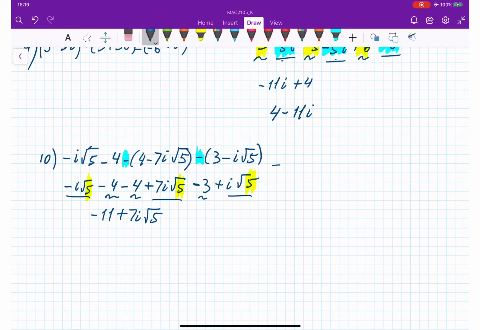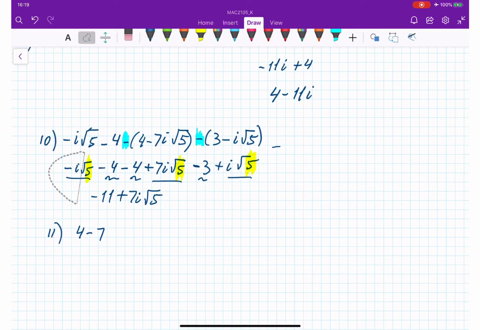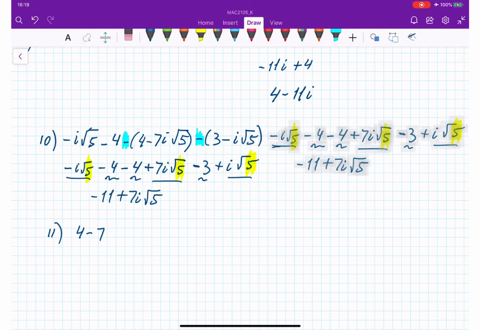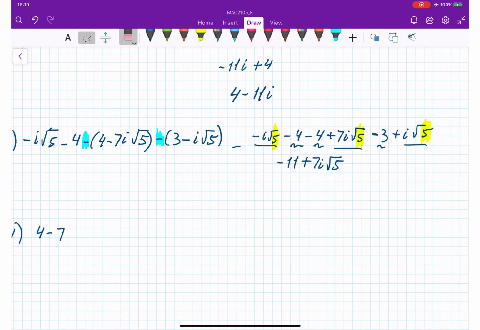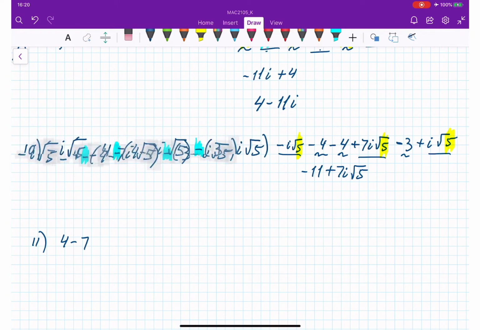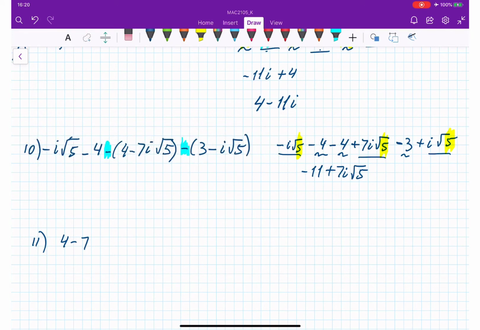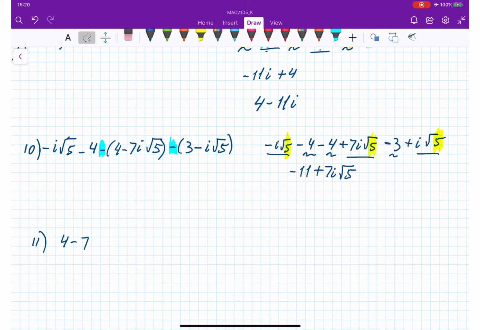Number 11. Let's do multiplication of complex numbers. So 4 minus 7i times 4 plus i. Let me move this because we're always solving on this side, right? And I can squeeze this one a little bit.